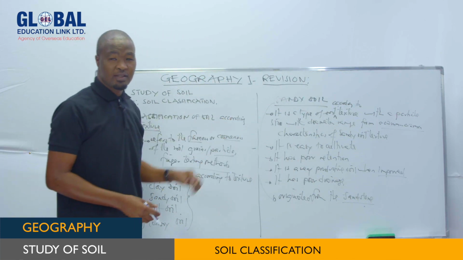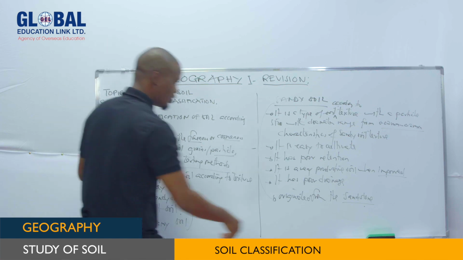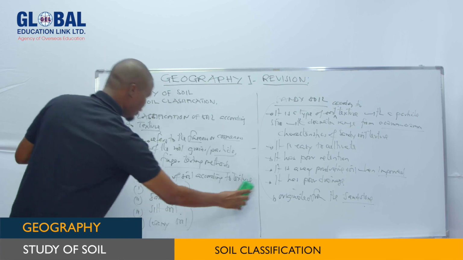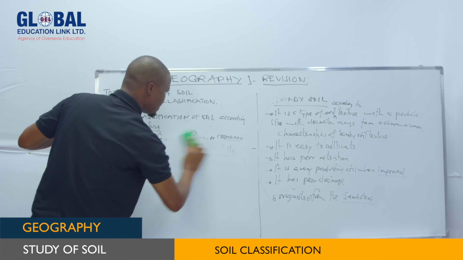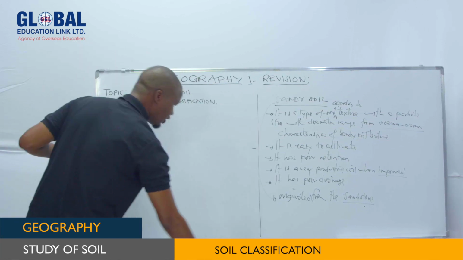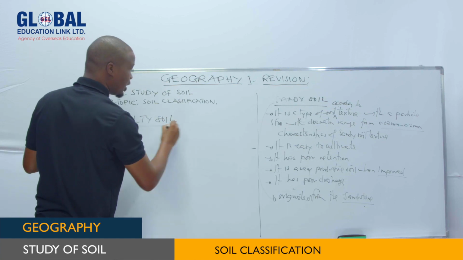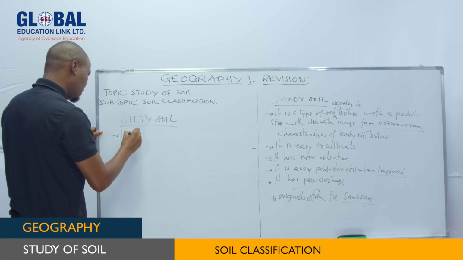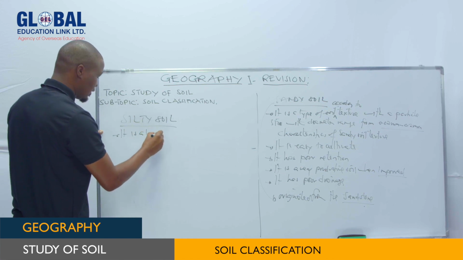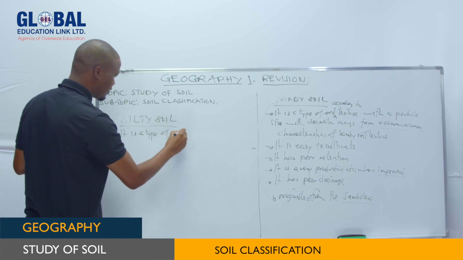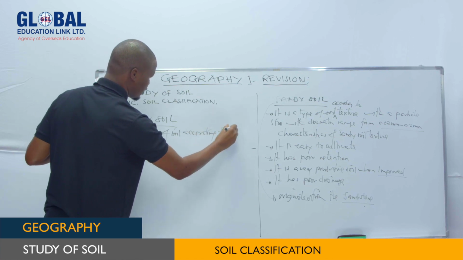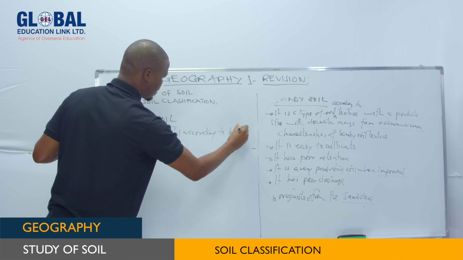Then from there, let's see the silt soil. Silt soil, right here, the second type of soil according to texture. We have what is called the silt soil. Silt soil, we say it's a type of soil according to texture with what?